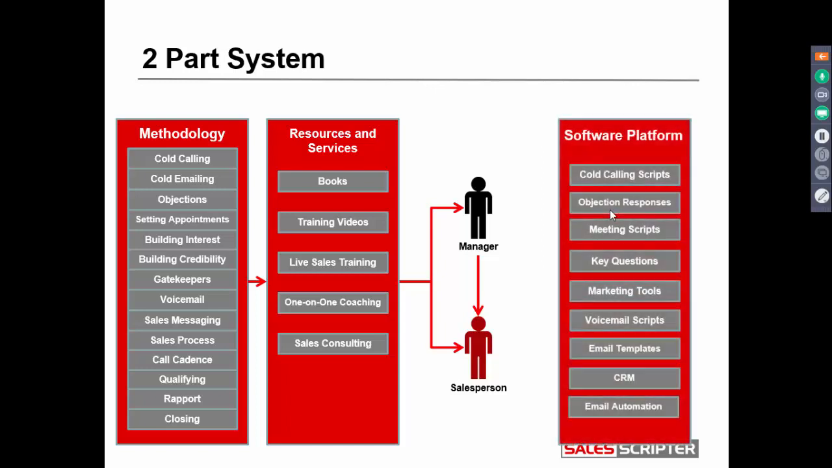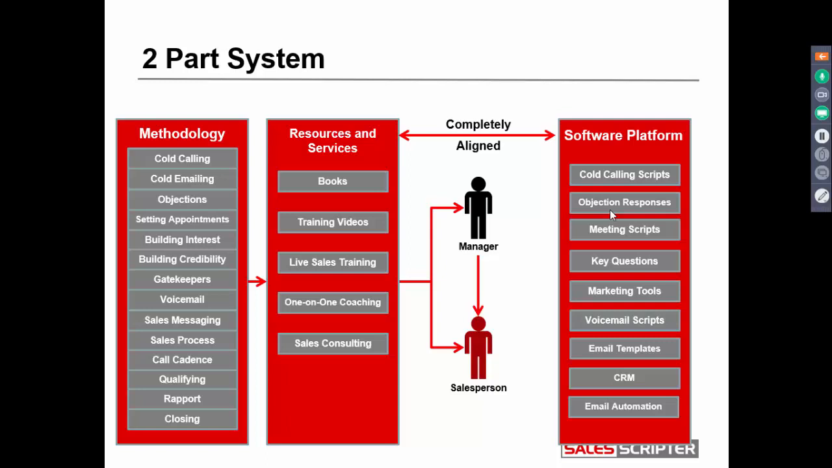Now, the second piece to this two-part system is a software platform, and the software platform completely aligns with the methodology. So it's like a hand and glove, right? The methodology teaches you how to cold call. The software platform provides you scripts of how to cold call according to our approach that we teach you. So the two go hand in hand, and that's really what makes what we offer a system.